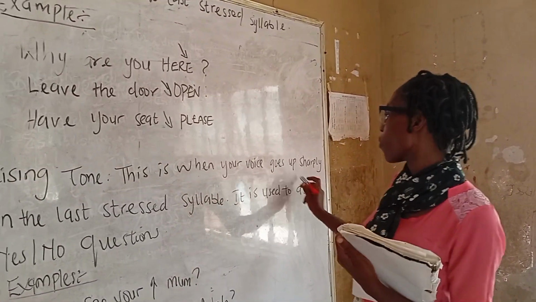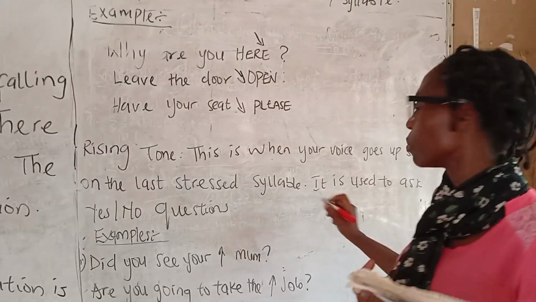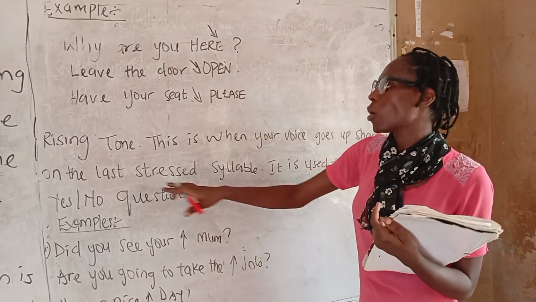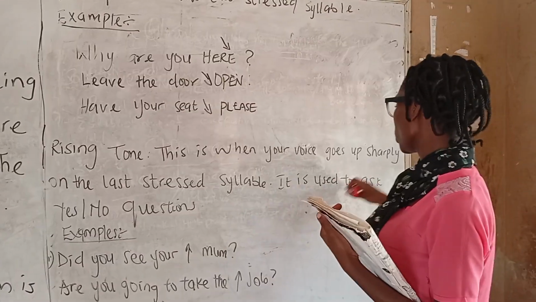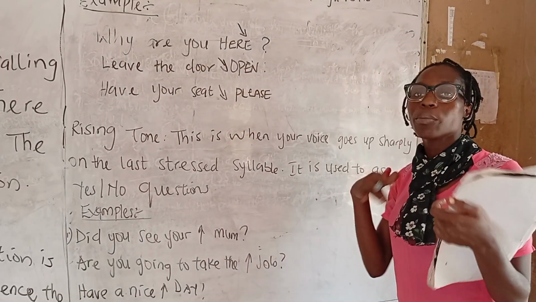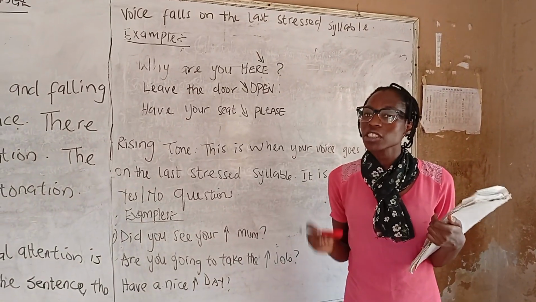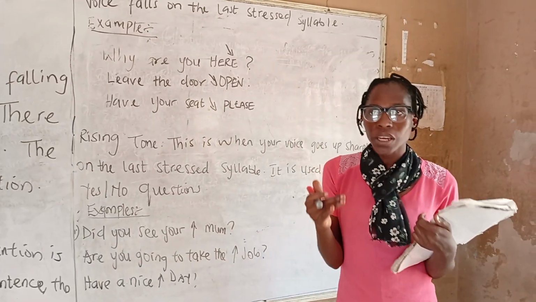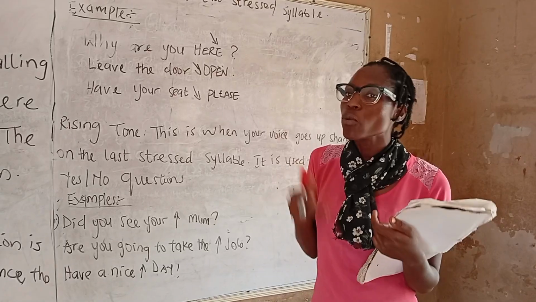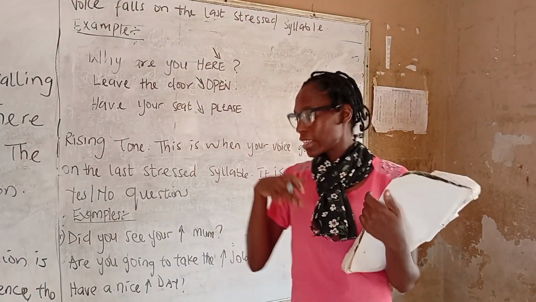So we have the rising tone now. This is when your voice goes up sharply on the last stressed syllable. It is used to ask a yes or no question. Now, what do we mean by a yes or no question? Yes or no questions are the type of questions that when you ask somebody, the person must reply with either yes or no. No other form of answer is allowed.